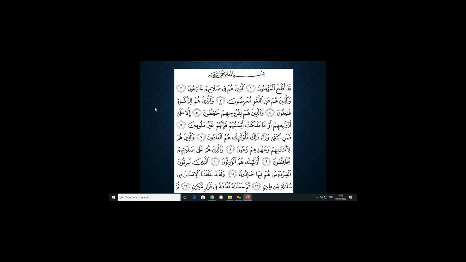فإنهم, noon mushaddad is always done ghunna on, so ghunna. فإنهم غير, so ya sakina preceded by a fatha letter. غير, not غير, غير. Malumin, waw sakina preceded by a dhamma letter. Malumin, ya sakina preceded by a kasra letter, again mad.